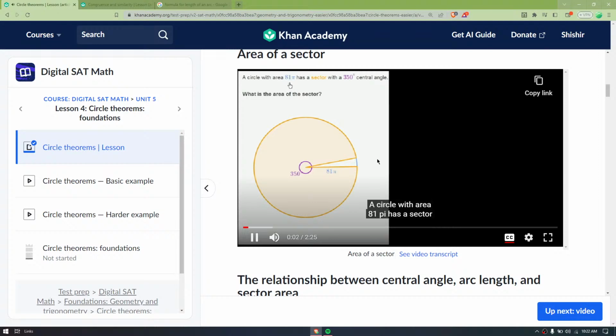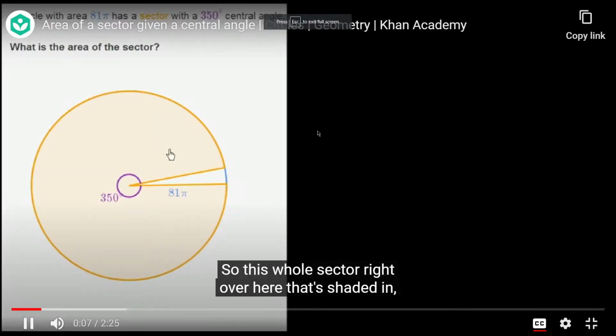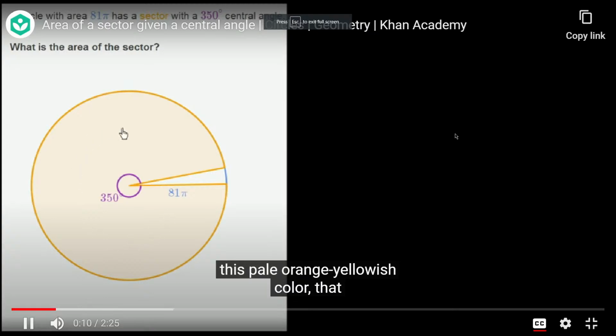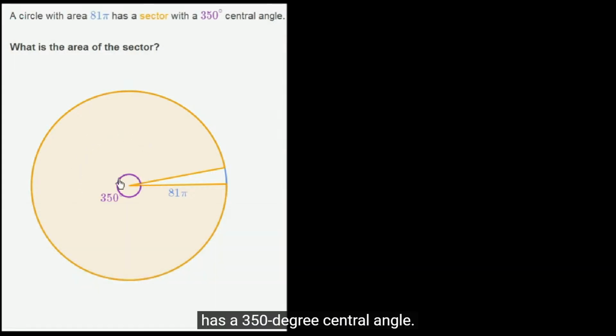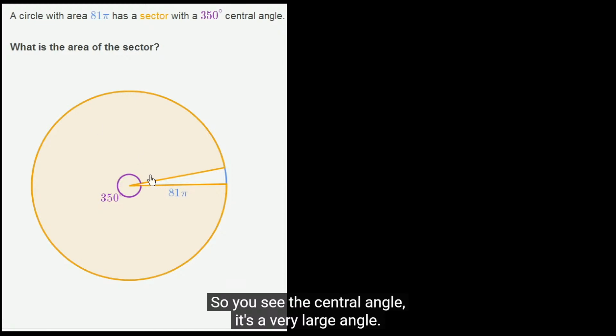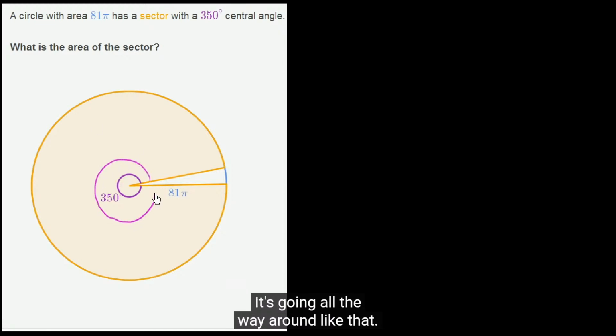A circle with area 81 pi has a sector with a 350-degree central angle. So this whole sector right over here that's shaded in this pale orange-yellowish color has a 350-degree central angle. So you see the central angle is a very large angle. It's going all the way around like that. And they ask us, what is the area of the sector?